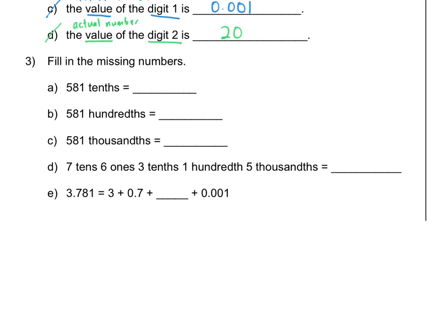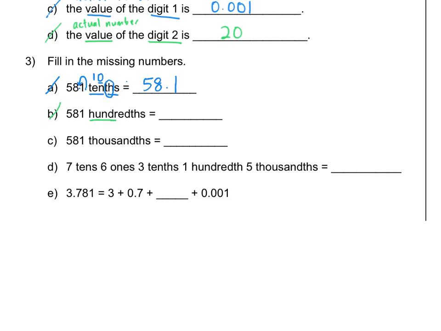Let's go on and look at question number 3. Fill in the missing numbers, starting from part A, 581 tenths. Same thing, whenever you see this TH, it means it has to be written as a decimal. Decimal point is involved. And 10, how many zeros are there in 10? 1 zero. Meaning to say the decimal point, you have to move it backwards by how many places? 1 place. Okay, so the answer for part A is 58.1.